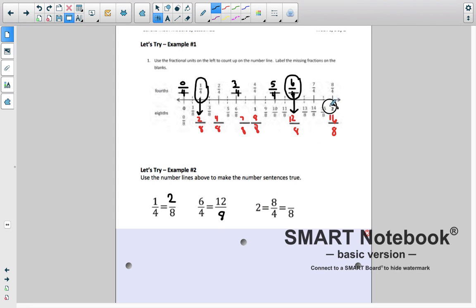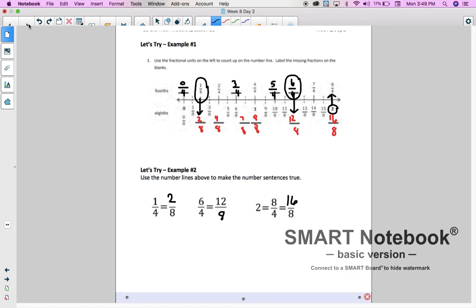So I'm going to look at where my 2 is. So I see that it equals 8/4. And it equals something eighths. Well, I'm going to look right below it, and it's going to be 16/8. All right, and we filled it in. We use this number line to help us with our questions. All right, let's move on.